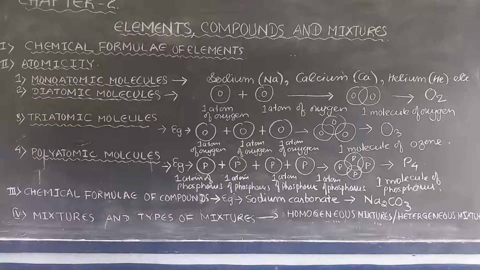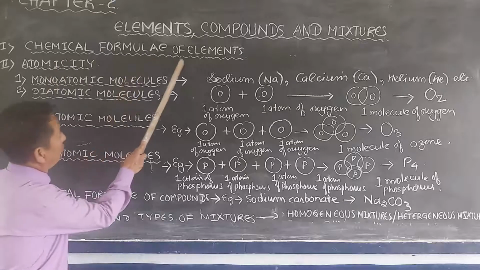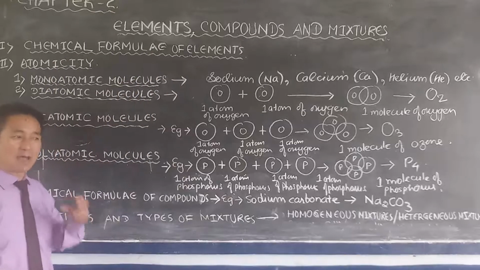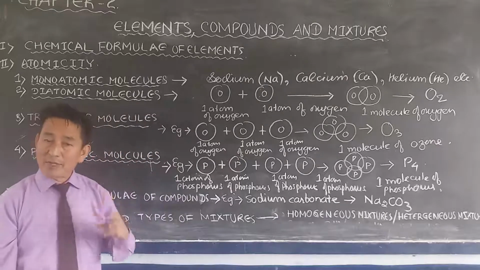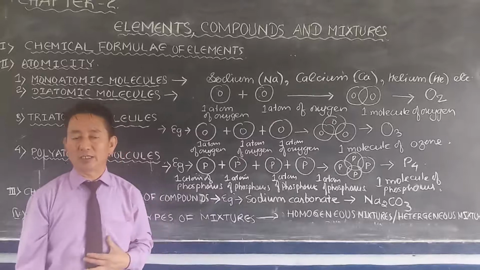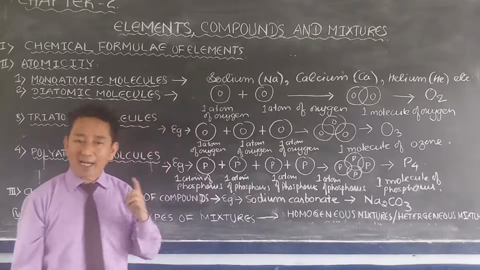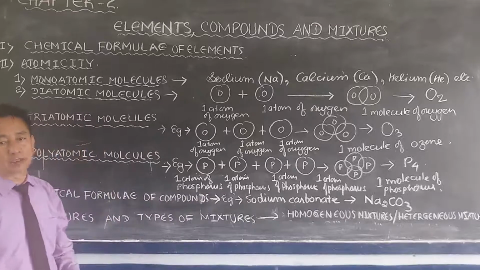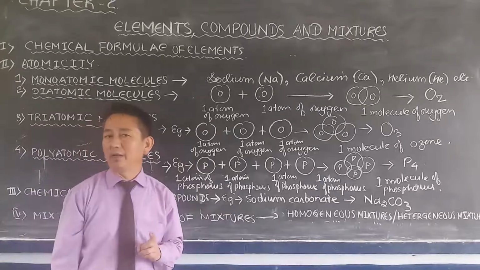Now let's move on to today's topic, chemical formulae of elements. What is the chemical formula of an element? The chemical formula of an element is the symbolic representation of an element which shows the actual number of atoms present in one molecule of an element.